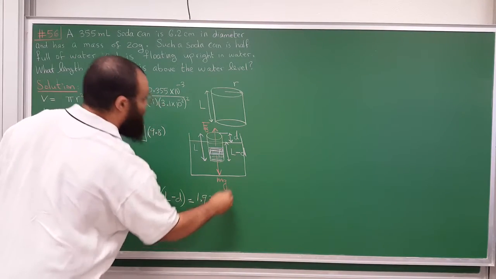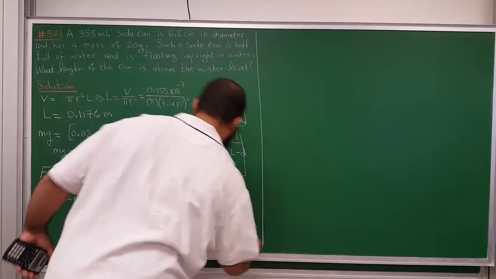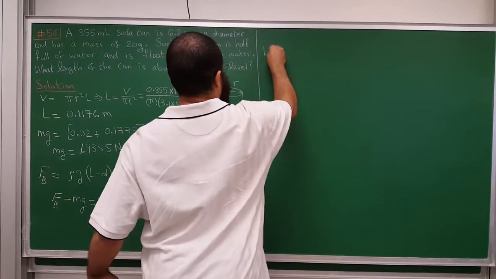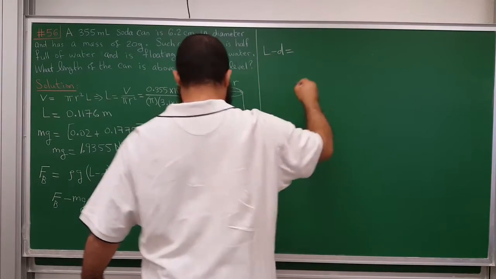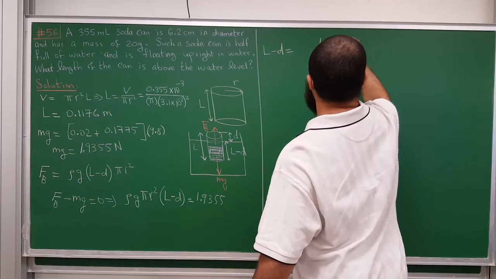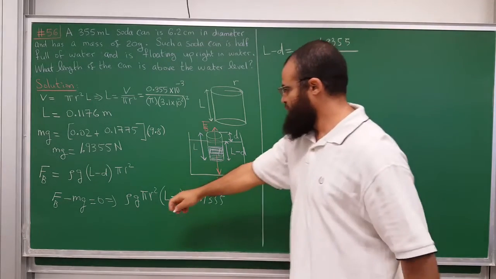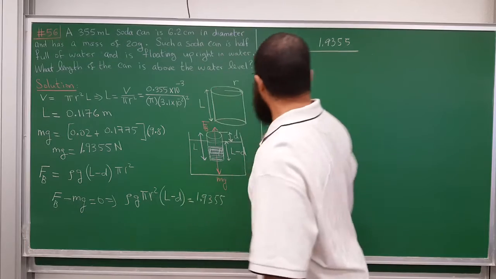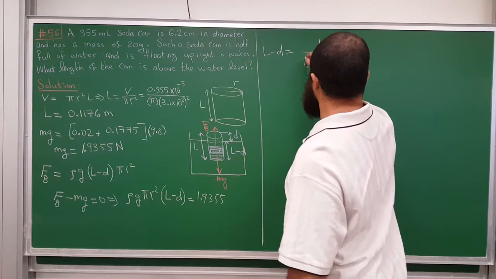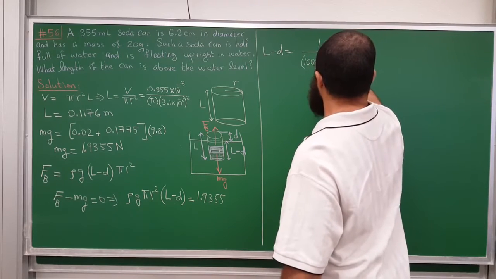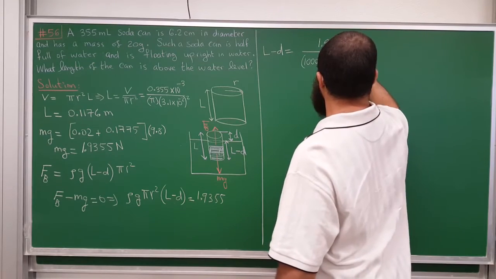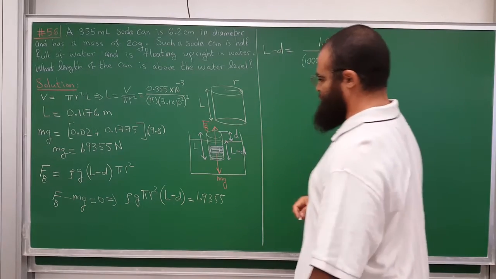And mg is 1.9355. Okay. So L minus D will equal 1.9355 divided by rho g pi r squared. Rho is the density of water, that's 1,000. G is 9.8 as usual. And then pi is 3.14. And then r squared. What's the radius?